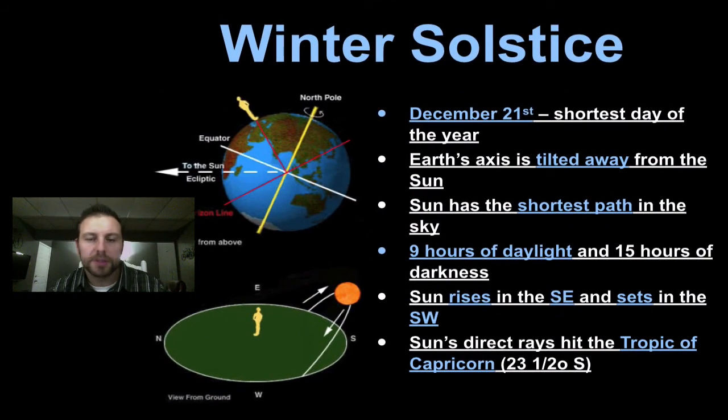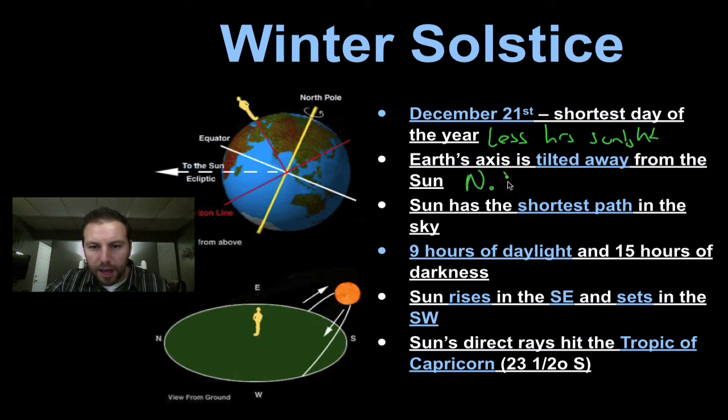Our winter solstice, everything is the exact opposite, so it's pretty easy to do. Winter solstice, shortest day of the year, we have less sunlight. Less hours of sunlight. Earth's axis is tilted away from the sun. Northern hemisphere away from the sun. The sun has the shortest path in the sky, and we can see that here.